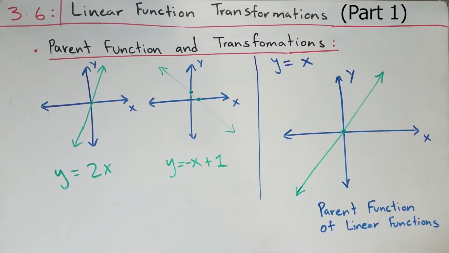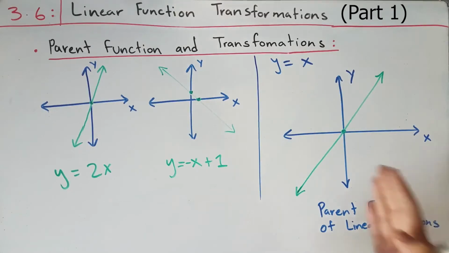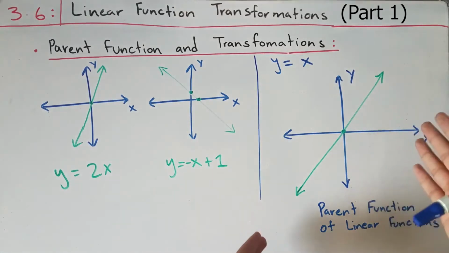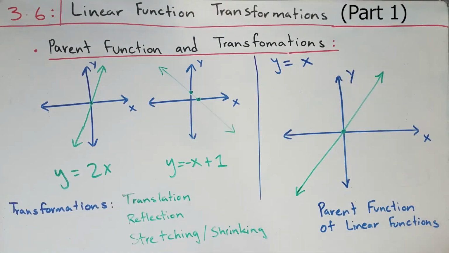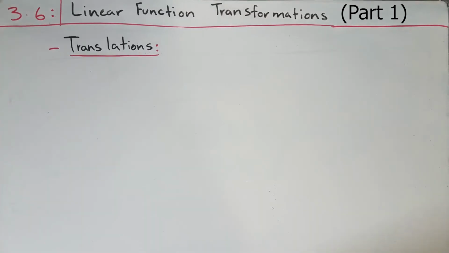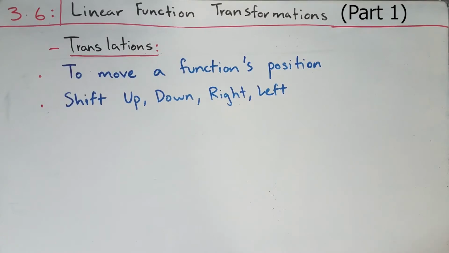The concept of transformation just means to change the orientation or the shape or the size of this line so that this line can look like these two lines. And at the Algebra 1 level of transformations, for linear functions you'll most likely come up with translations, reflections, or stretching and shrinking of lines. So let's begin talking about the first transformation, which is the translation of lines. Translating a line simply means to move a function's position. By shifting a parent function up, down, right, or left, you can translate the function.